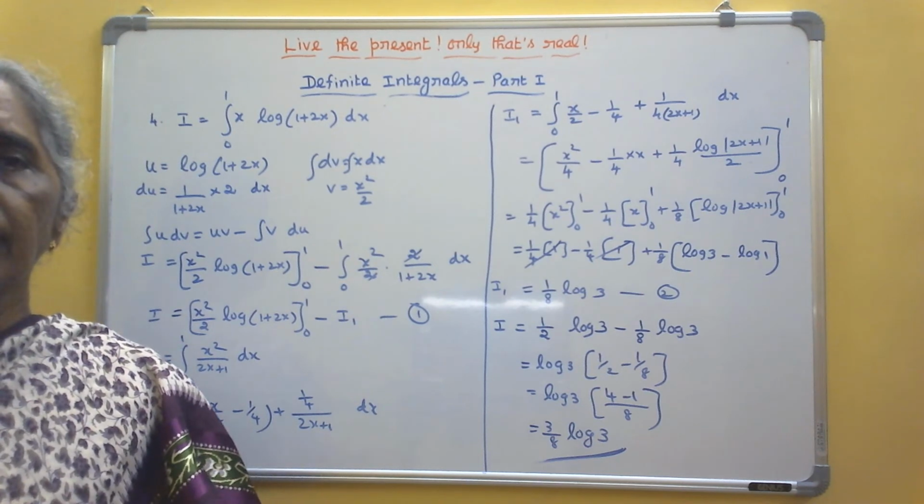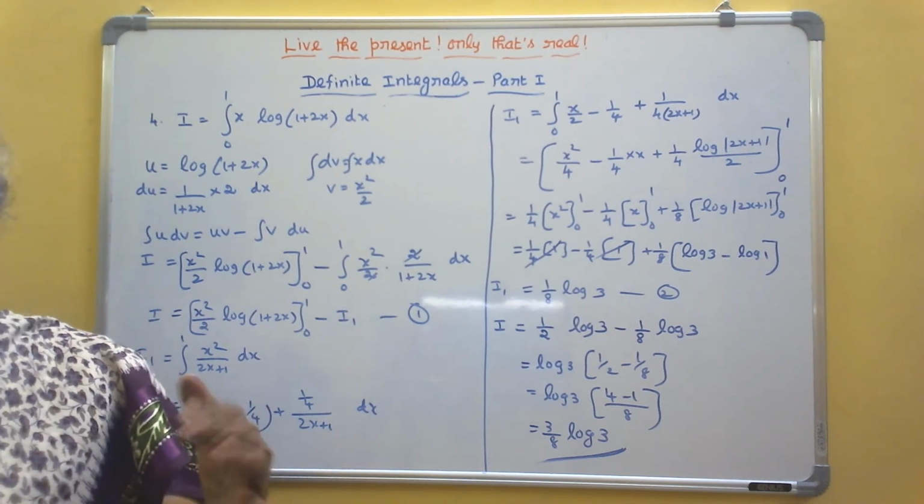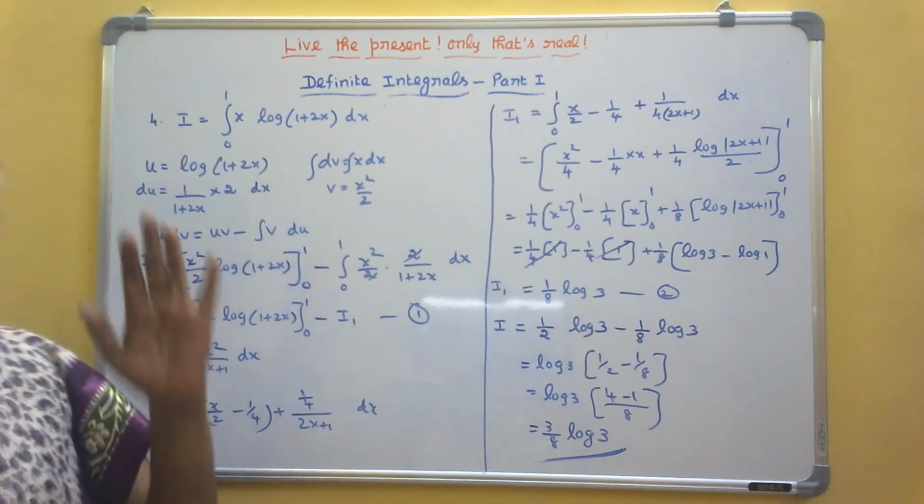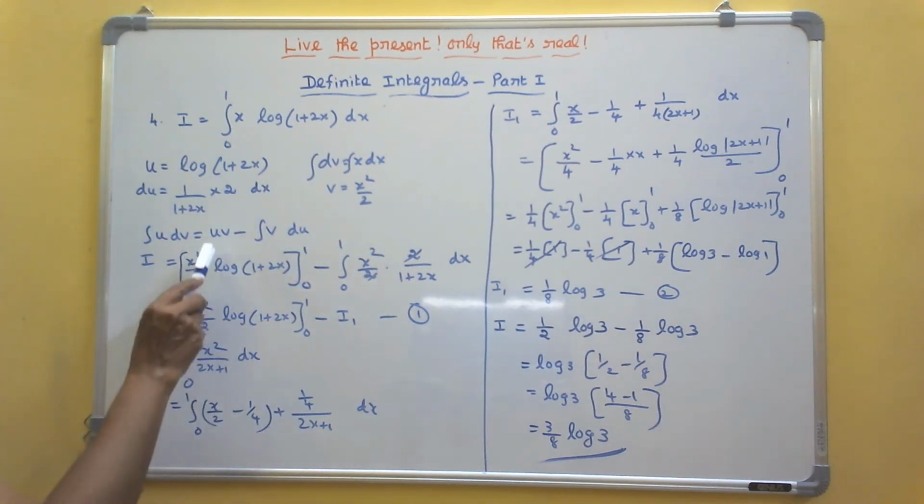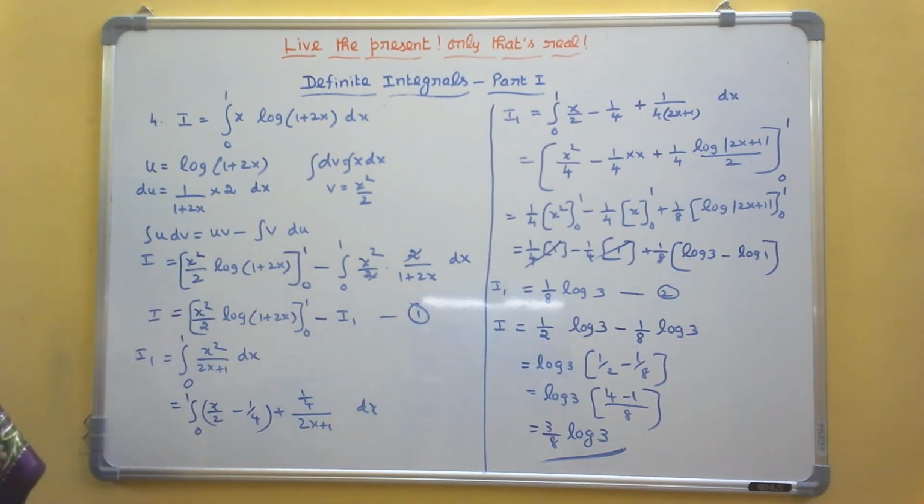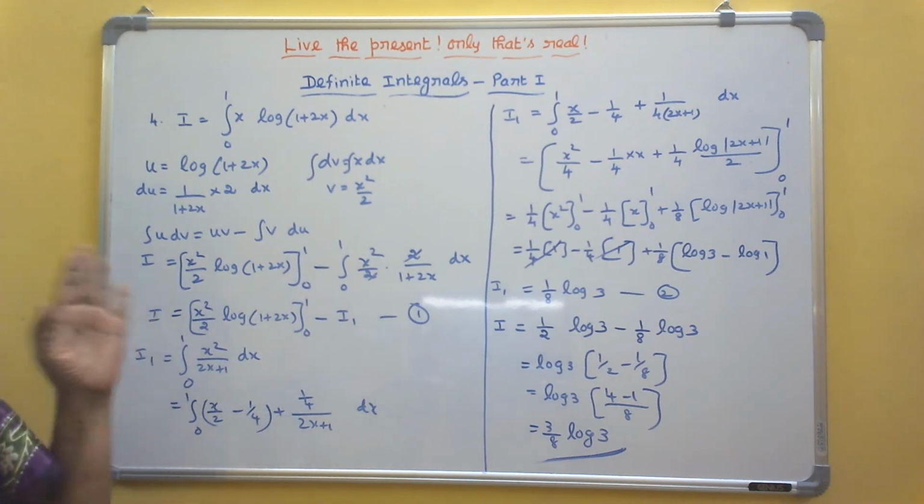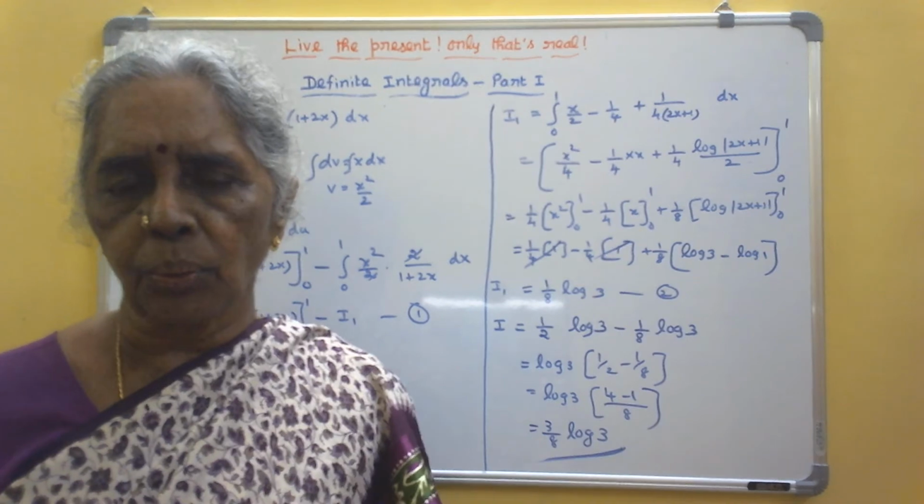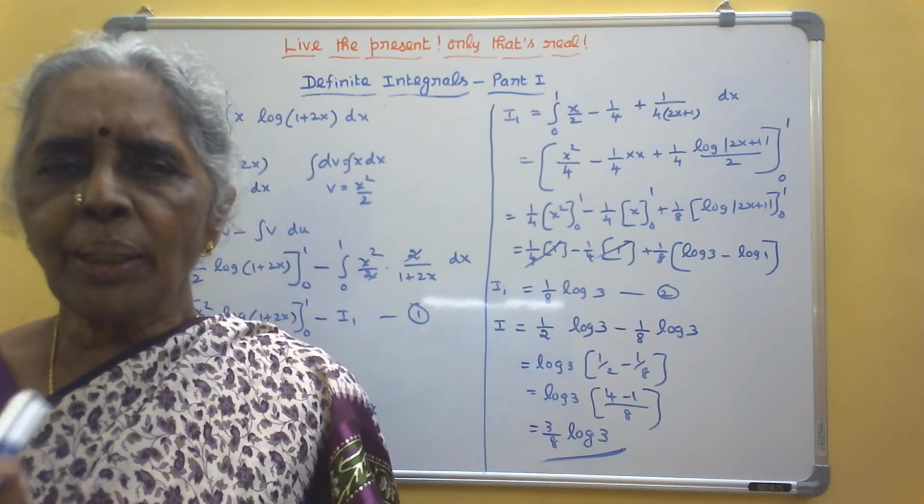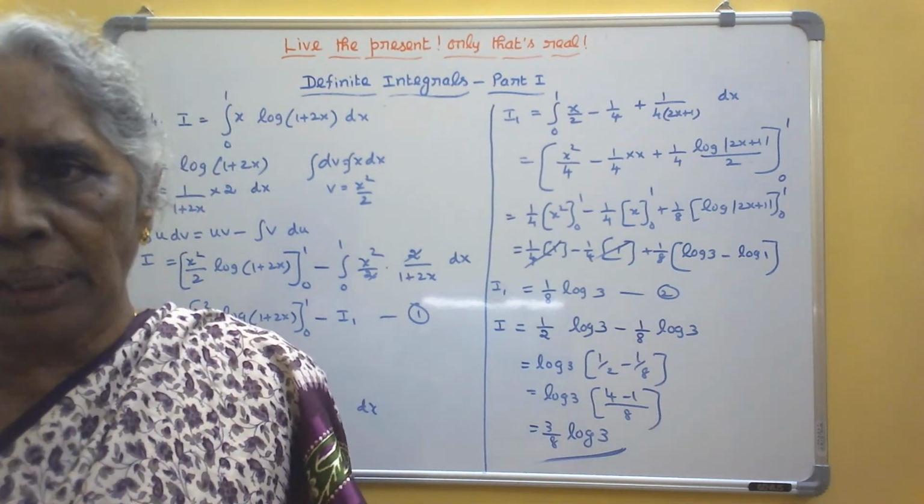So integration by parts is the method if you use here. Remember to put the limits for this uv also, because this you may not forget, but this part you have to remember. Hope this is clear to you. Now in the fifth sum, we are going to see a bit different model, okay?